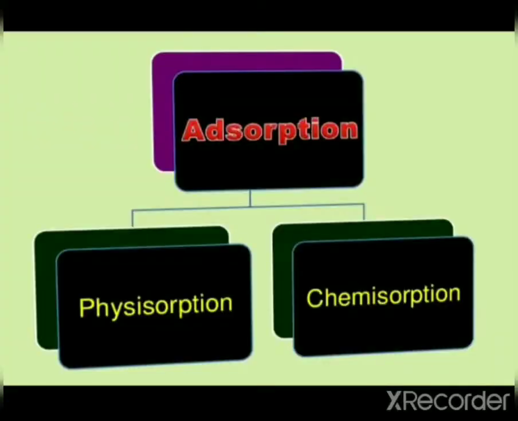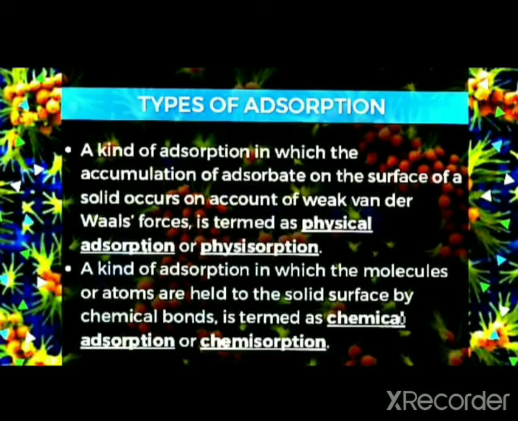Types of adsorption. There are two types of adsorption. One is physical adsorption and the other is chemical adsorption. Physical adsorption is known as physisorption and chemical adsorption is known as chemisorption. How can you define physical adsorption? From the term physical, we come to know that some physical forces are formed between the adsorbent and the adsorbate. It is actually the weak van der Waals forces which are involved in physical adsorption.